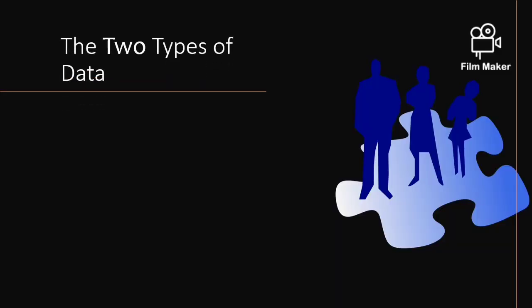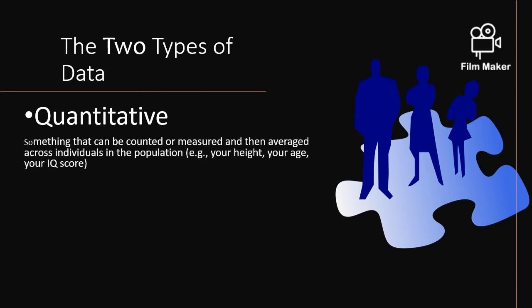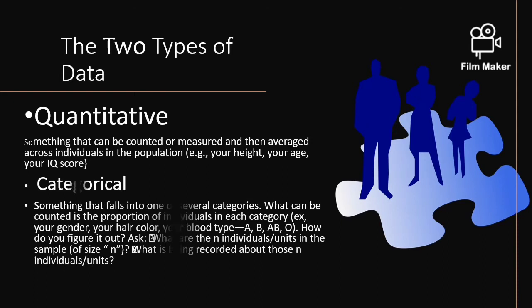The two types of data. Quantitative: something that can be counted or measured, and then the average across individuals in the population. Example: your height, your age, and your IQ score. Categorical: something that falls into one of several categories. What can be counted is the proportion of individuals in each category. Example: your gender, your hair color, your blood type. Type A, Type B, Type AB, Type O.